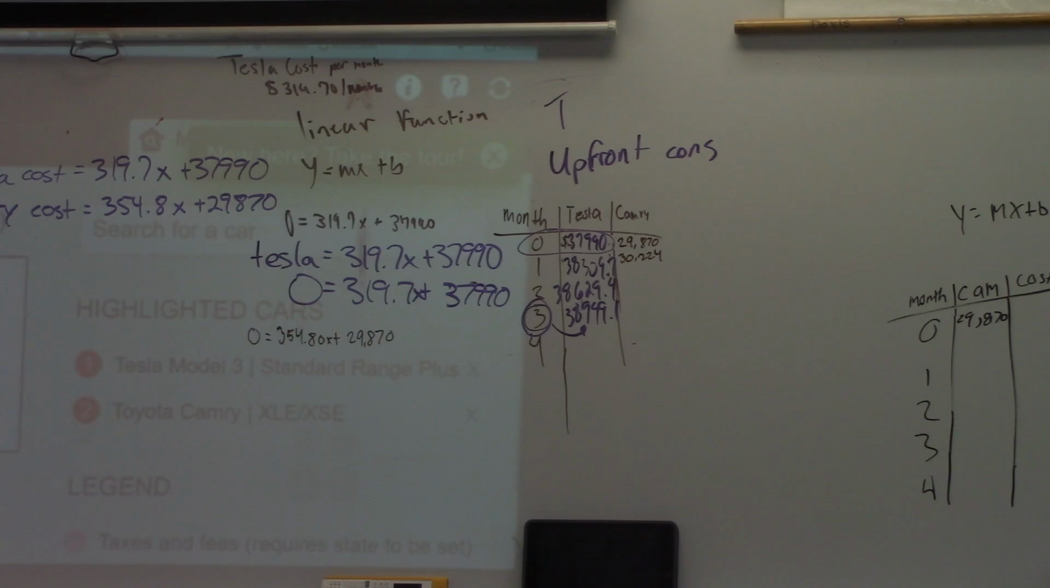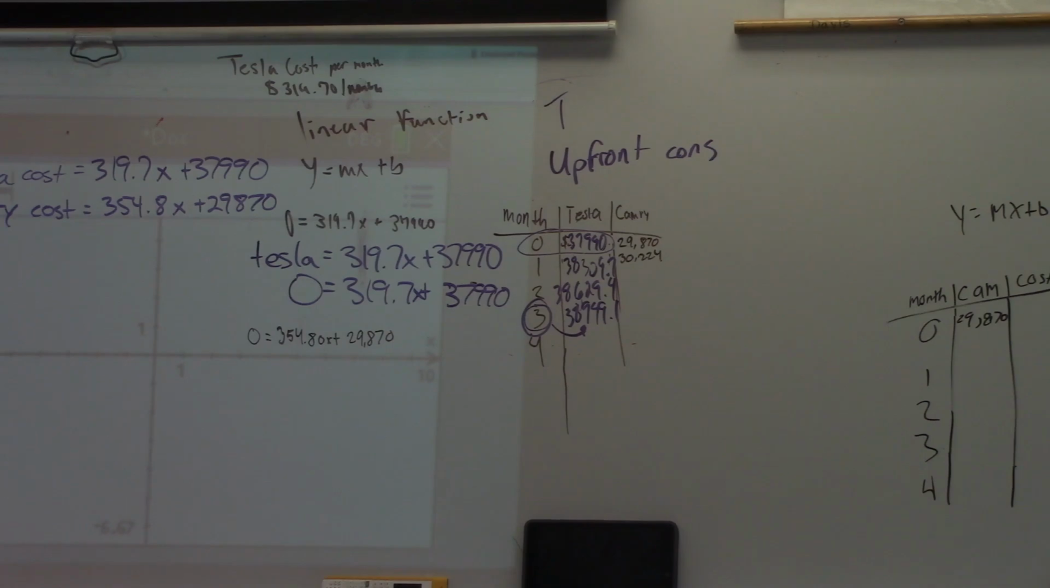We're going to do a different strategy tomorrow, but I need eyes and ears on this because we've got to think through these things and not talk while Mr. King's talking. 319.7x plus 39,770. Okay guys, just stay silent for 30 seconds while I type this in.